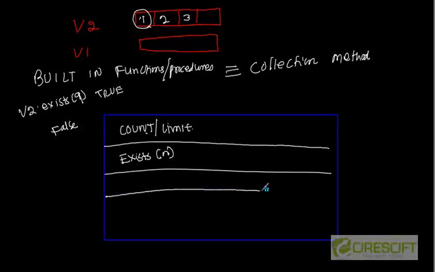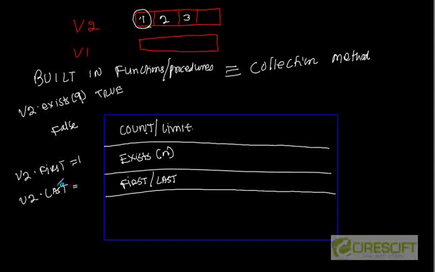Then two more methods called first and last. First gives me the index of the first element of the VARRAY. In this case, v2 dot first will always give me 1. So any VARRAY dot first will give you 1, whereas v2 dot last will give me the last element where we have a value. In this case we have 3.